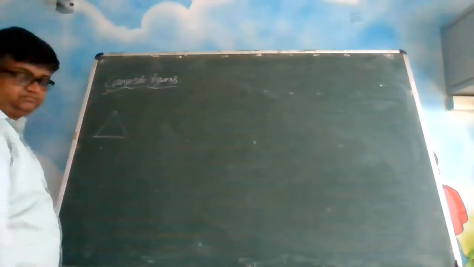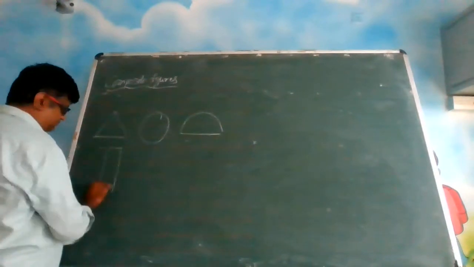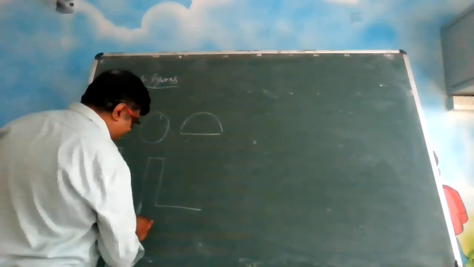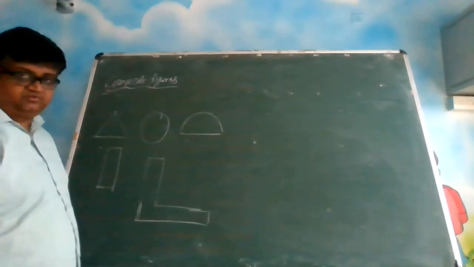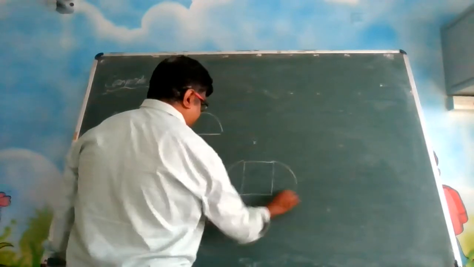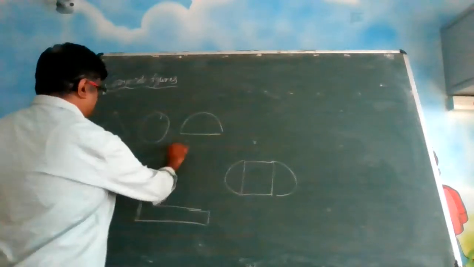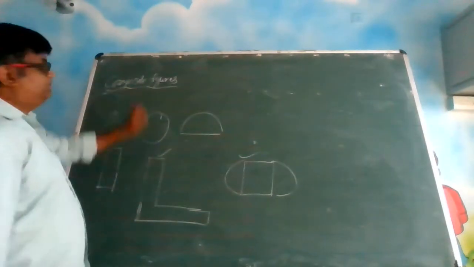This is a triangle, plane triangle, simple geometry. This is a circle. This is a half circle. Suppose now this is a rectangle. Suppose I combine two rectangles to form something like this. This type of figure is a combination of two rectangles. Suppose I make a figure which is like this: square, semicircle, semicircle. These two types are simple geometry. These are called composite figures.